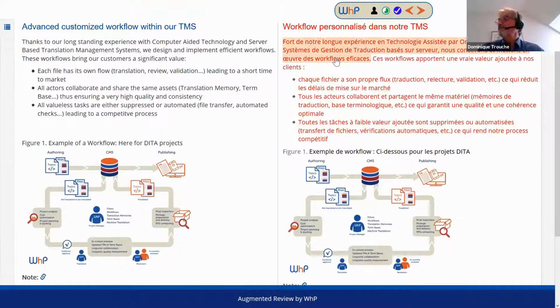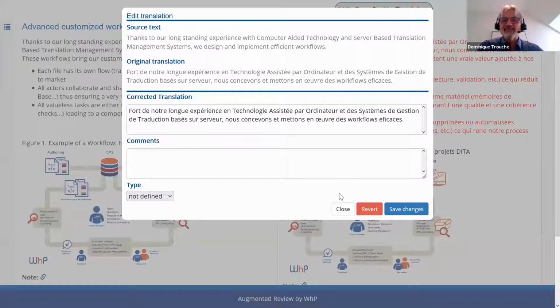For instance, for those in the audience who speak French, you can see that this sentence has a spelling mistake. Take a couple of minutes to see where the spelling mistake is. You have here the source text, the original translation, and this is the correct translation. So I can modify here. There should be a double F in this, so I can add a comment.